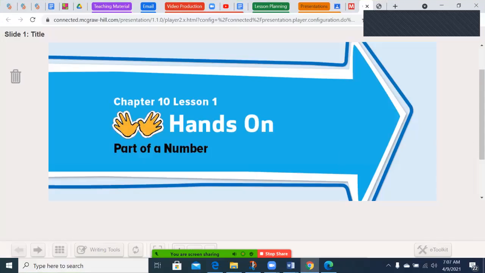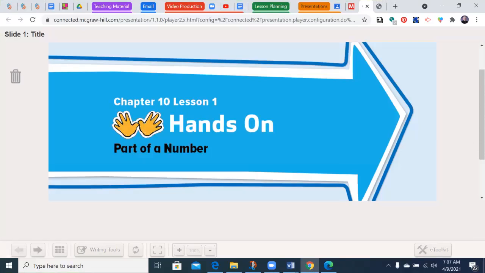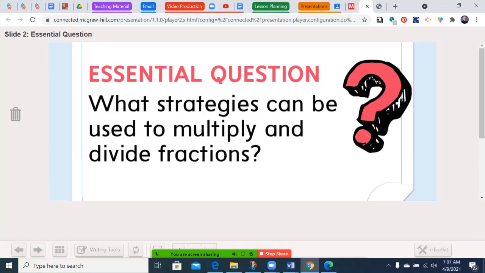Today's topic, Chapter 10, Lesson 1, Hands-on, Part of a Number. And introducing our new essential question for this chapter, what strategies can be used to multiply and divide fractions?